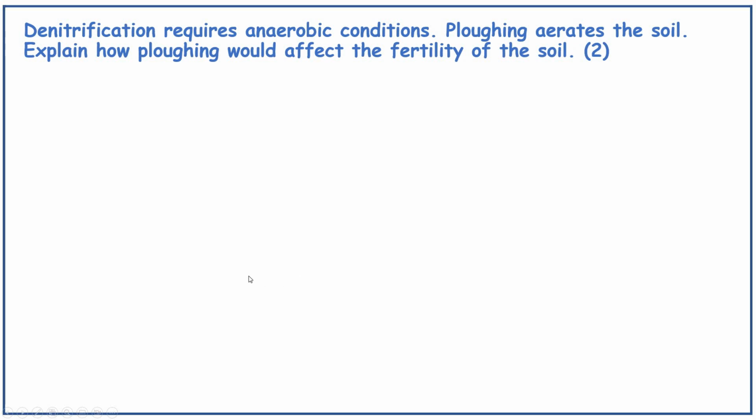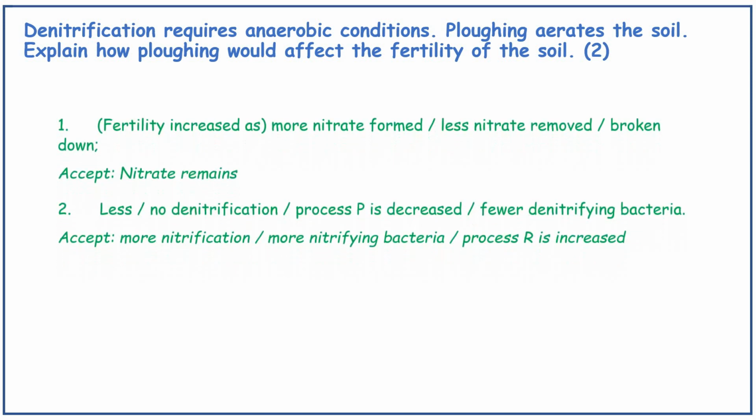Denitrification requires anaerobic conditions. Ploughing aerates the soil. Explain how ploughing would affect the fertility of the soil. Fertility increases as more nitrate is formed or less nitrogen is removed, therefore less or no denitrification, or process P is decreased, or fewer denitrifying bacteria.